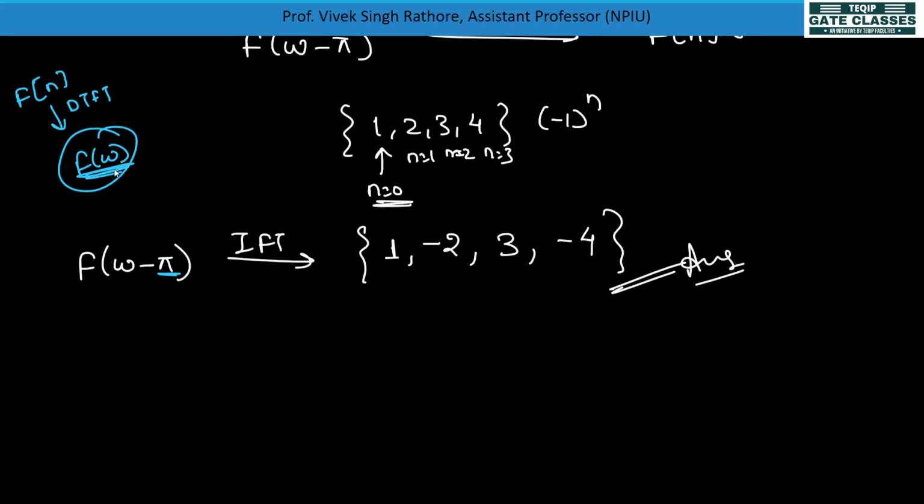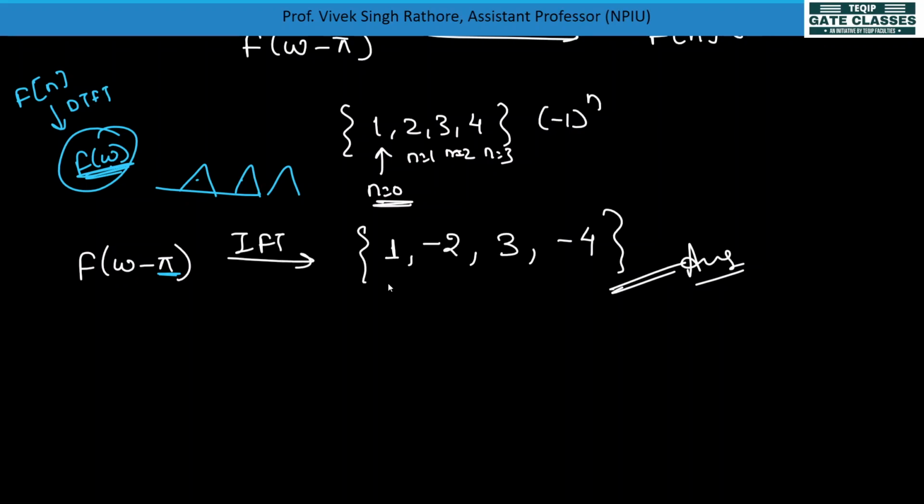We have seen earlier, in the last lecture also, that whenever we draw F of omega, it will be like this. Every magnitude will repeat after a 2 pi period. So this has been shifted by half of the period.